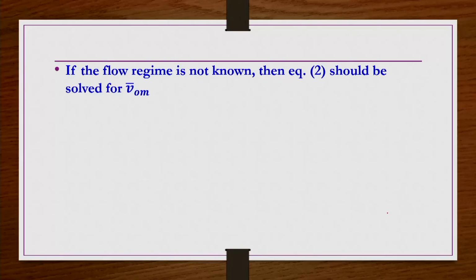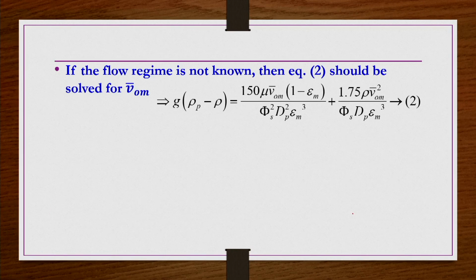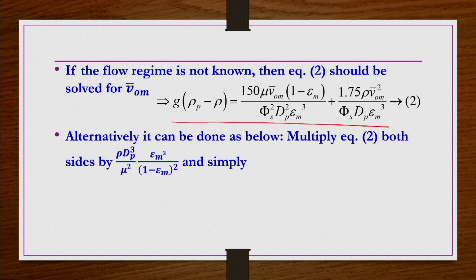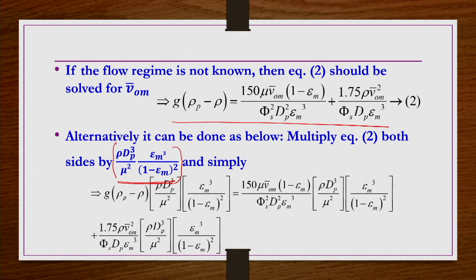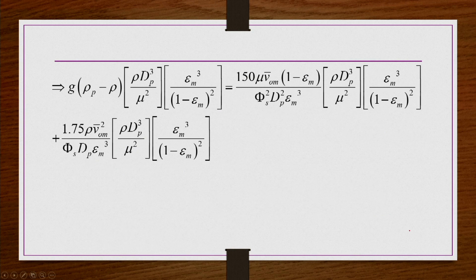But alternatively, there is another method, where this is the equation number 2 we are having. On both sides of this equation you multiply by rho dp cubed by mu squared multiplied by epsilon_m cubed by (1 minus epsilon_m) whole squared. This particular term you multiply on both sides of equation number 2. What we have done here is nothing but multiply by this term, and on the right hand side also both the terms. Then again I have written the same equation here.